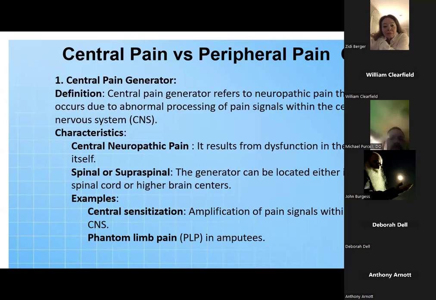And we're going to study the whole mechanism of function in the form of animation. So these neuroplastic changes that happen in an abnormal processing of the pain signaling are the reason why we have central pain. Central pain results from dysfunction in the central nervous system, and it could be inside the spinal or supraspinal. Supraspinal, exactly where? It's in the amygdala. So the generator can be located either in the spinal cord, or in the higher brain centers, which is the amygdala.